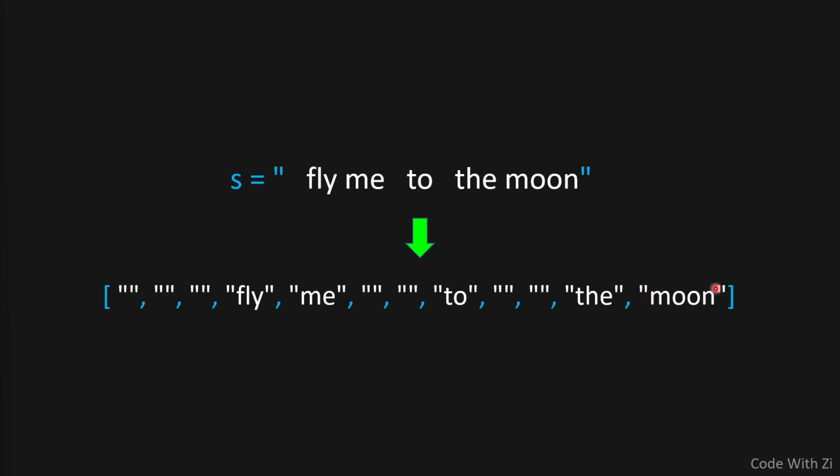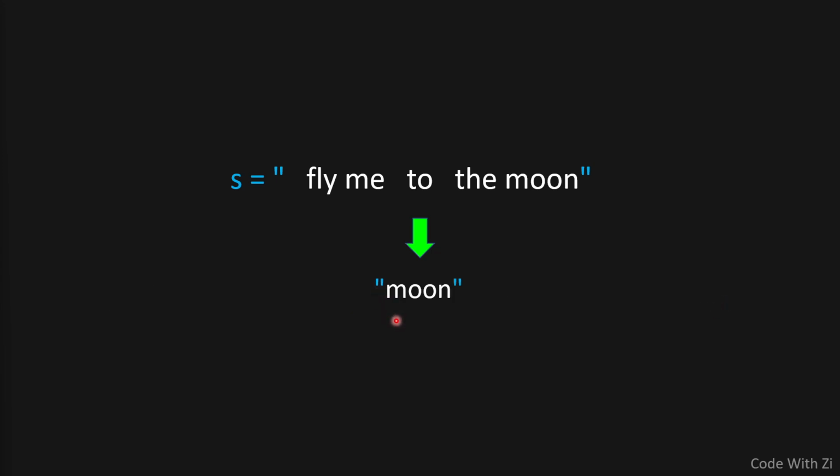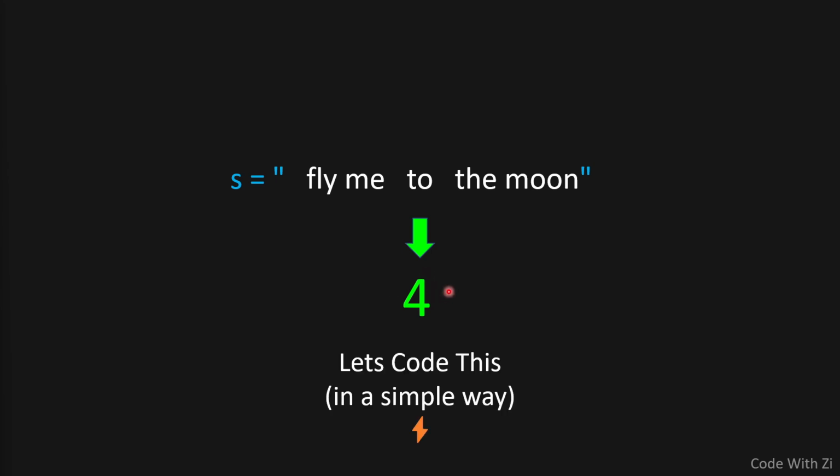So we can literally pick the last word inside of this array that we have generated, like so, and then let's get the length of this word, like so, and this is going to give us 4. And then this is going to be our answer and we're going to return it at the end. And this is going to be our algorithm. So now let's code this in the simplest way possible.